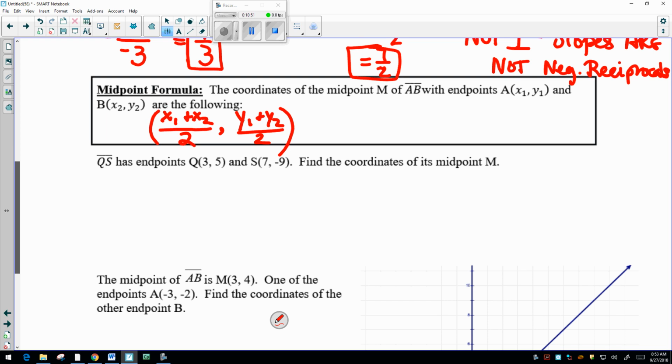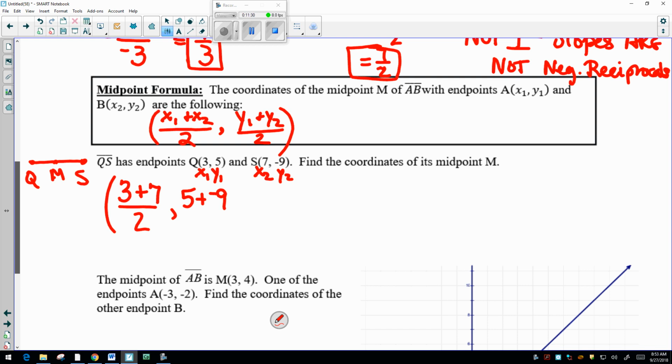Okay, so again, we have QS, it has a segment, it has endpoints, and we want to find the coordinate of its midpoint. So again, until we're really comfortable, let's label them x1, y1, x2, y2. Maybe give yourself a visual. So I have segment QS, and I'm trying to find point M, the midpoint. Okay, so we're going to start by adding. So I have 3 plus 7 divided by 2, so average of the x coordinates. Put a comma because we're going to make another coordinate, another ordered pair. We're going to do the y's, so I have 5 plus a negative 9 and divide that by 2.